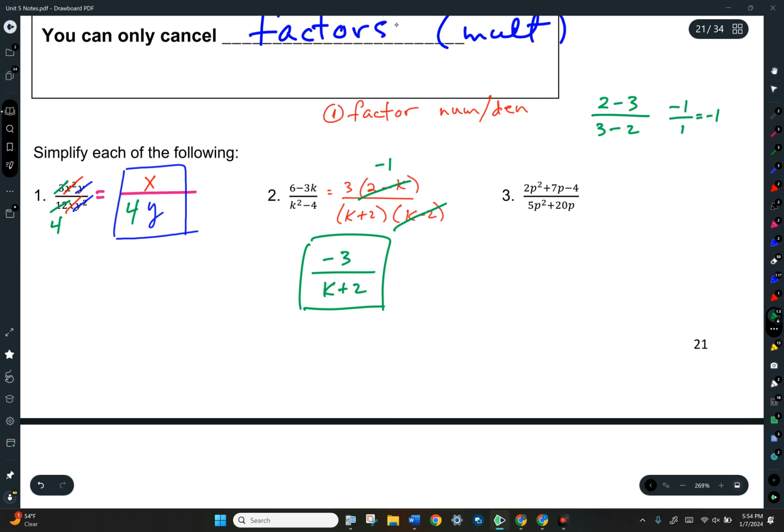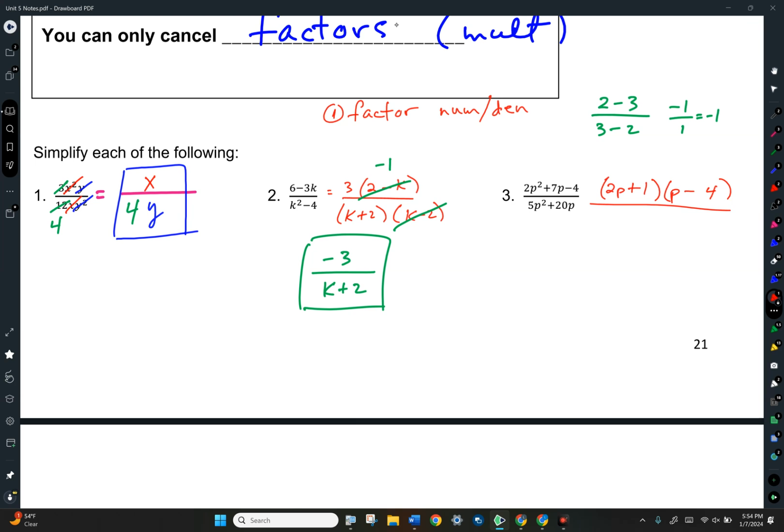Okay, let's go to number 3. Before I can start canceling, because they're all terms, I need to factor. So I'm going to turn them into factors. On the top, I'm going to do trial and error. Let's see, I need a plus and a minus. And on the bottom, for the 4, I can't do 2 and 2, right, because of the other 2 that's there. So I'm going to have to do a 4 and 1. So is that going to work?